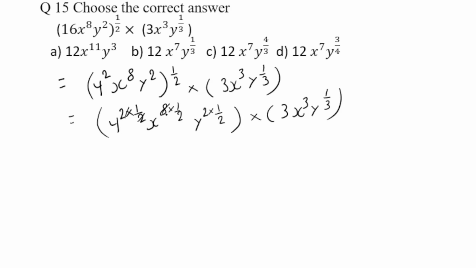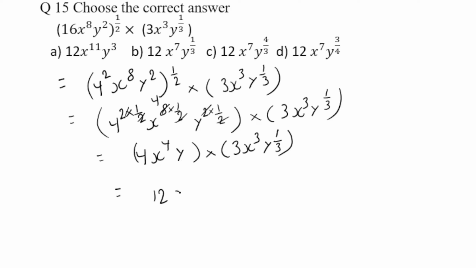2 cancel. 8 divided by 2, 4. 2 cancel. 4 x to the power 4 y, multiply 3 x to the power 3 y to the power 1 by 3. 4 multiply 3, 12. X to the power, if you multiply the exponent of the same base, the power is added. That means x to the power 4 plus 3.